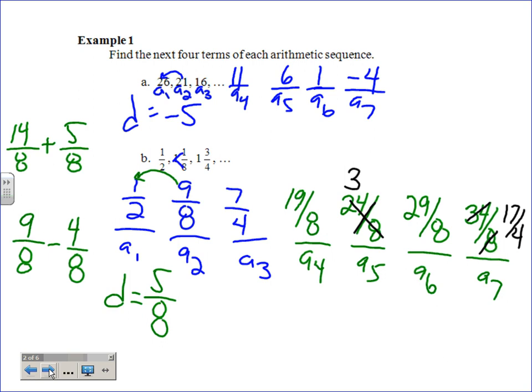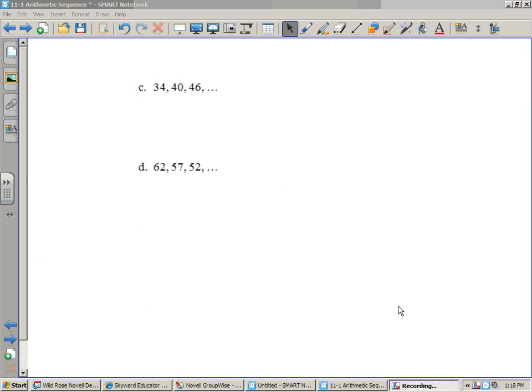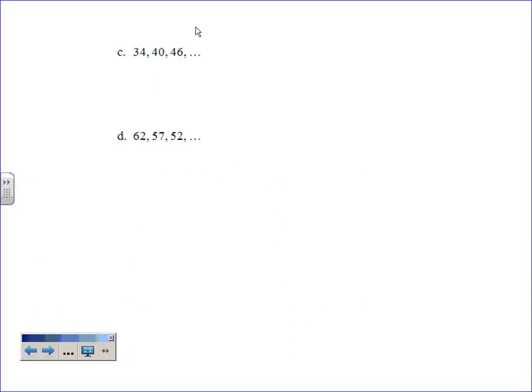What I would like you to do right now is try the next couple on your own. All right, let's take a look. Well, for letter C, D is +6. Again, if you ever get stuck, take a term and subtract the one before it, and it'll give you the answer.